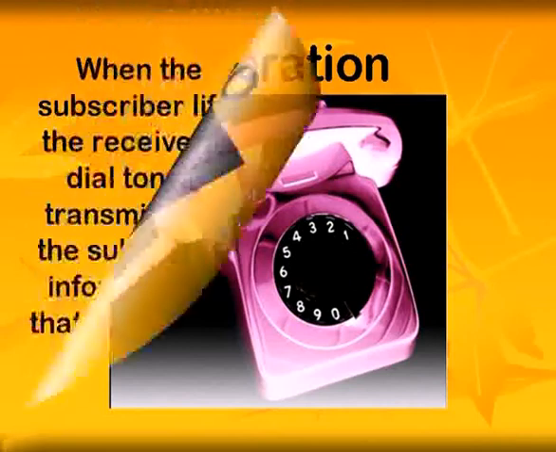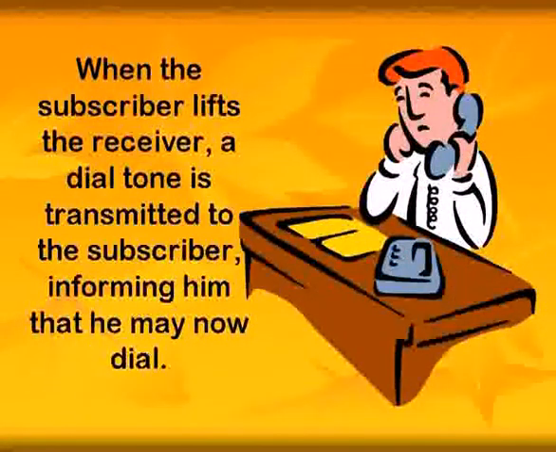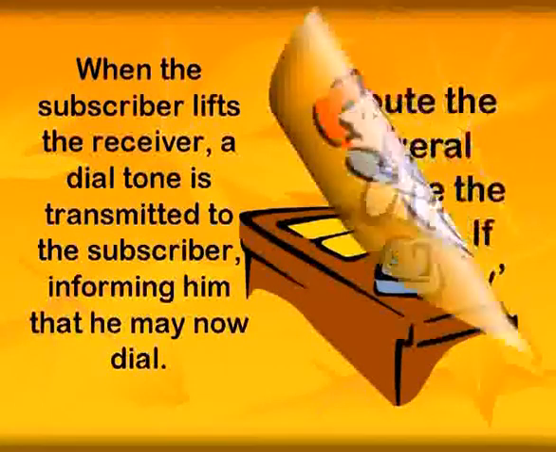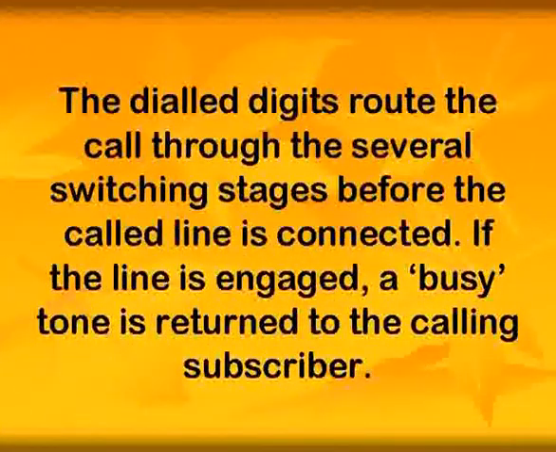Operations. When the subscriber lifts the receiver, a dial tone is transmitted to the subscriber, informing him that he may now dial. The dialed digits route the call through the several switching stages before the called line is connected. If the line is engaged, a busy tone is returned to the calling subscriber.